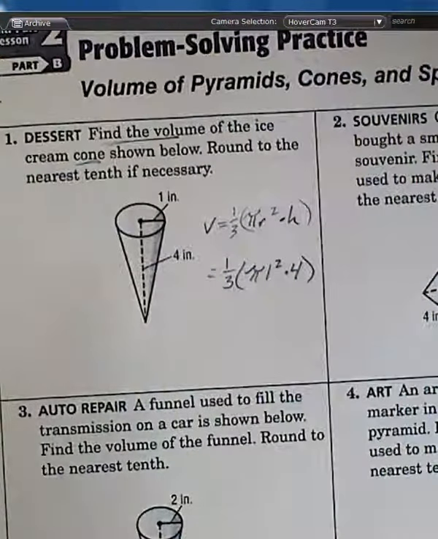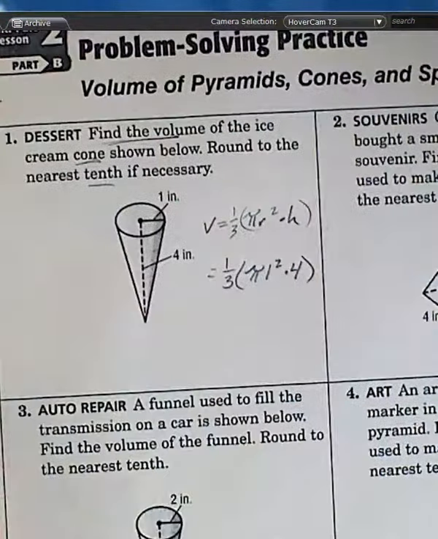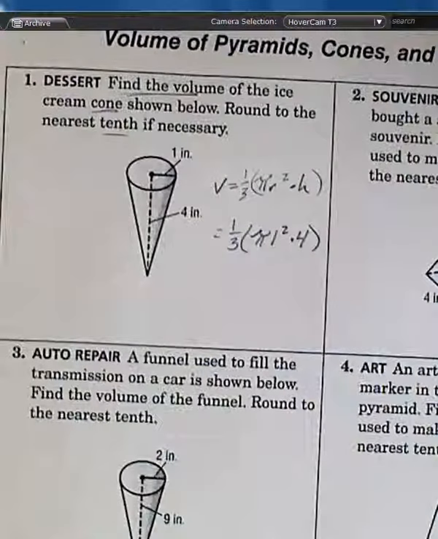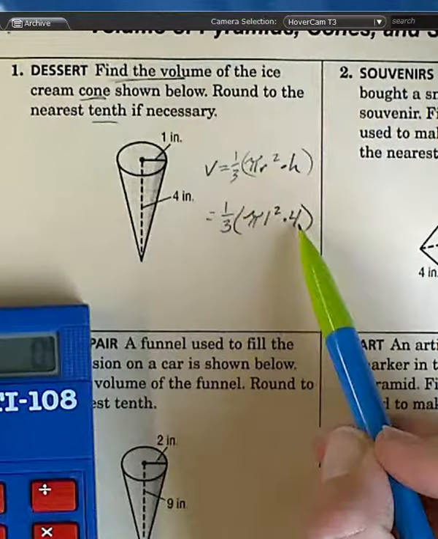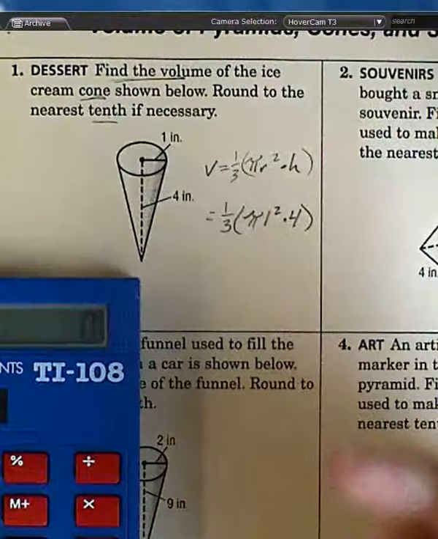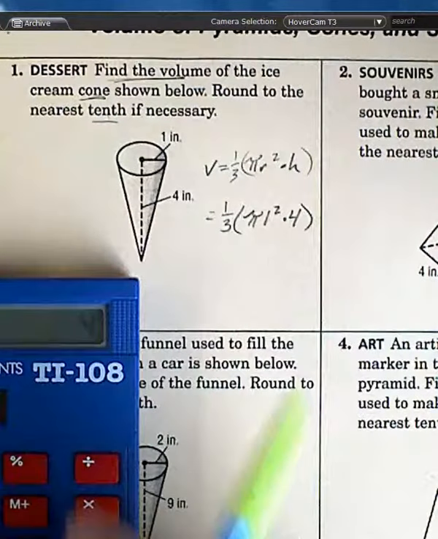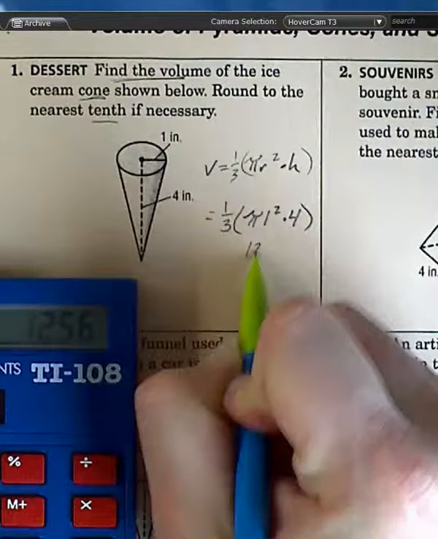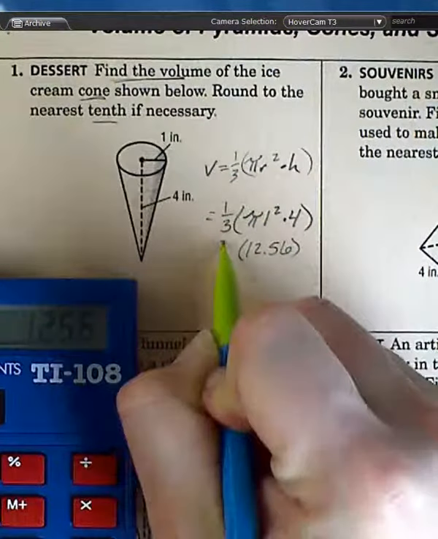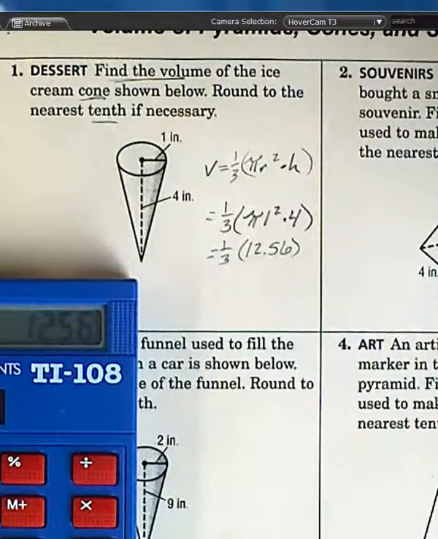And I believe it says nearest 10th in the direction, so absolutely. If it doesn't say, house rules, we always round to the nearest 10th. And so, obviously 1 squared is 1, times 4 is 4, and so I've got 4 times 3.14 is 12.56. I'm going to take a third of it.